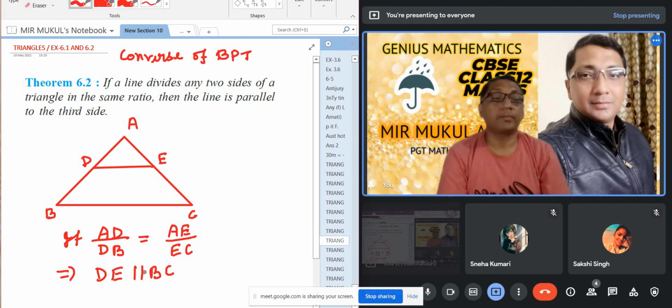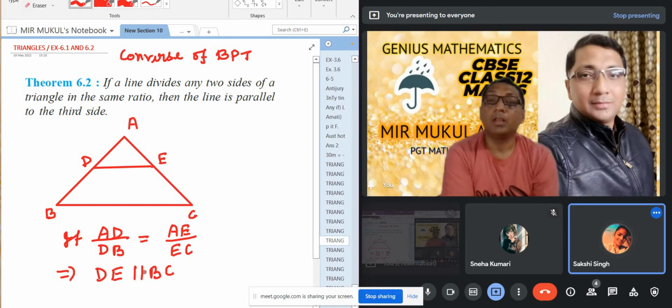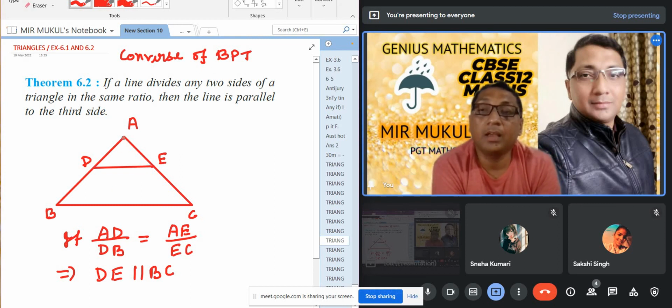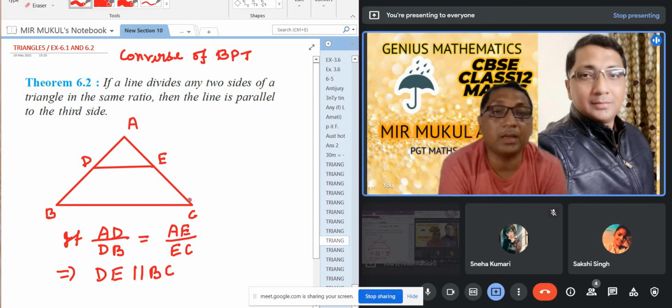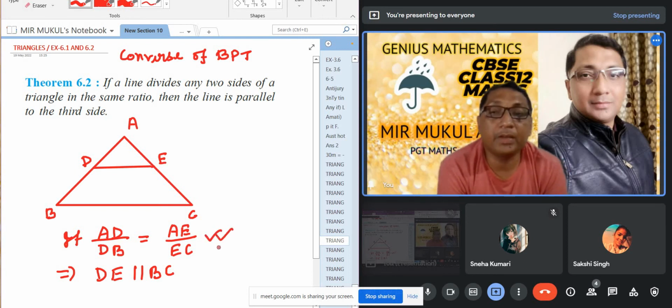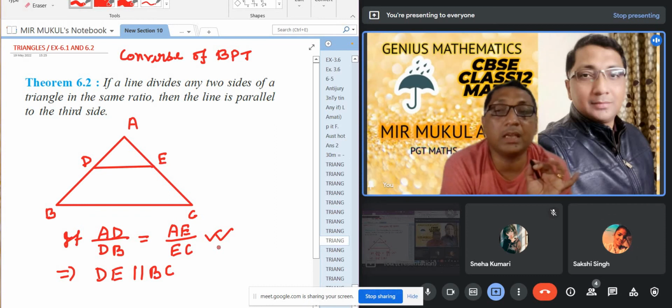Sneha, did you understand? Yes, sir. Sakshi, did you understand? No, sir. The last one I didn't get. Okay. According to converse of BPT, if these ratios AD by DB and AE by EC are the same, then we can say that DE is parallel to BC. Here it is not given that DE is parallel to BC. Here it is given that the ratios are equal. If the ratios are equal, then we can say DE is parallel to BC.